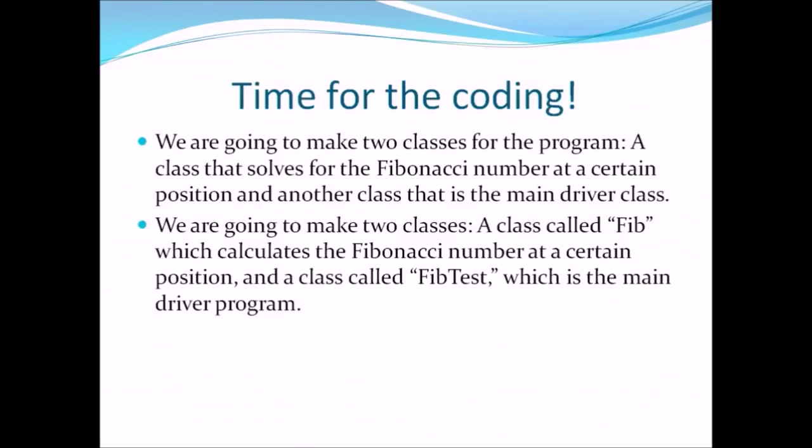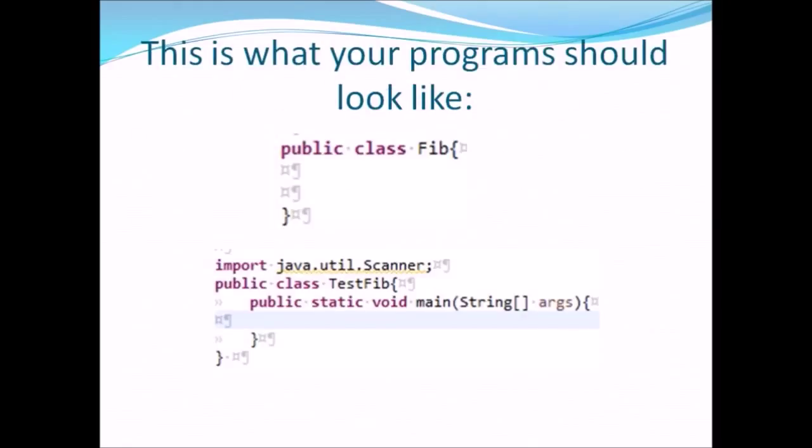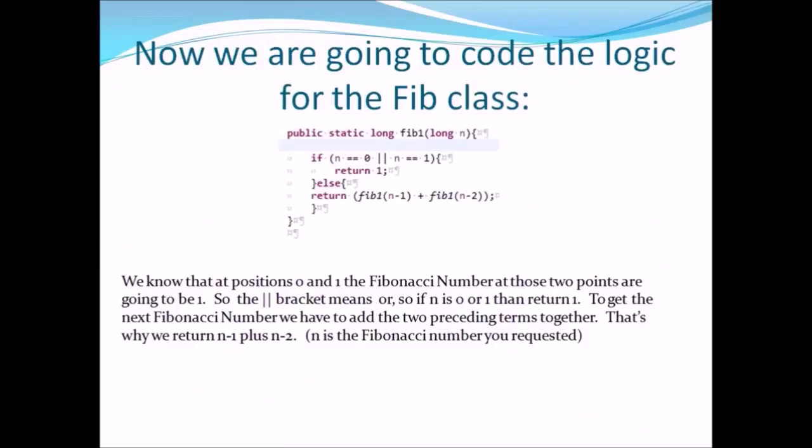So now let's get to start coding. We're going to create two classes for the program. There's going to be a class that calculates a Fibonacci number at a given position, and another class that's going to be the main driver class. The class called Fib is going to do all the work and calculate the Fibonacci number at a certain point, while the class called FibTest is the main driver program. So here's what your classes should look like right now, just two empty classes. So now let's code the logic for the Fib class.